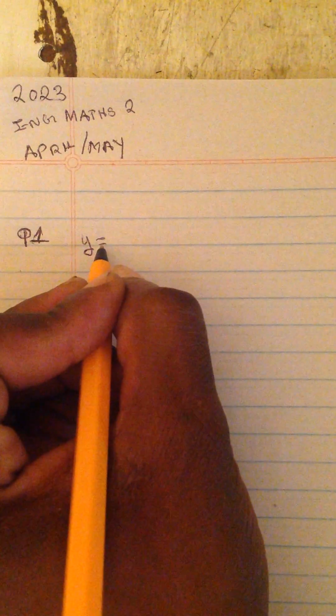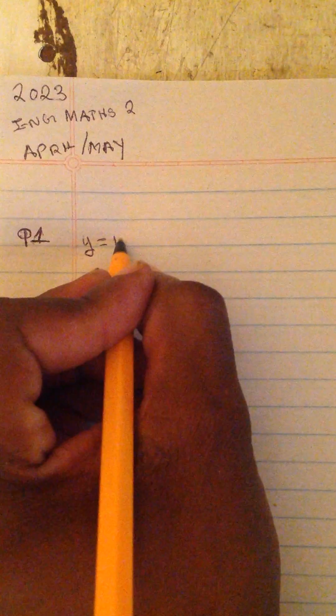The first question says evaluate from the first principle. You've been given this equation: y equals 12x squared plus 4x. Differentiate from the first principle.